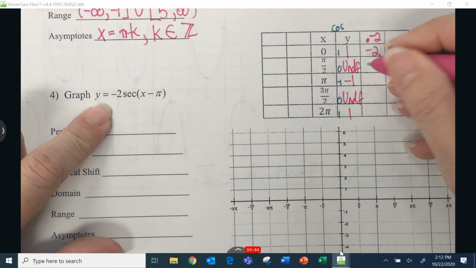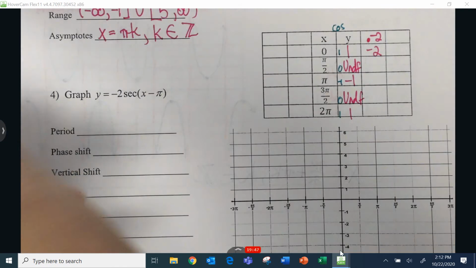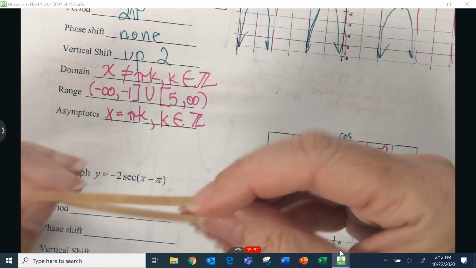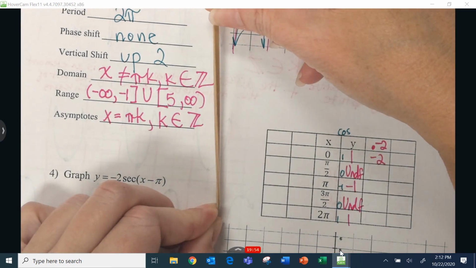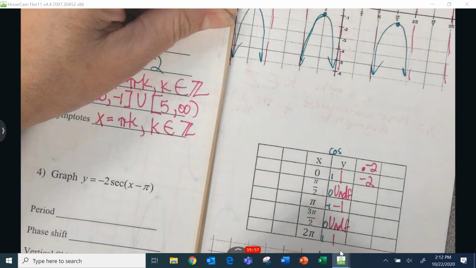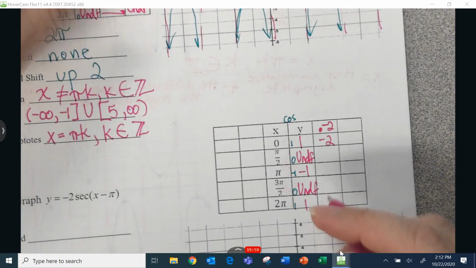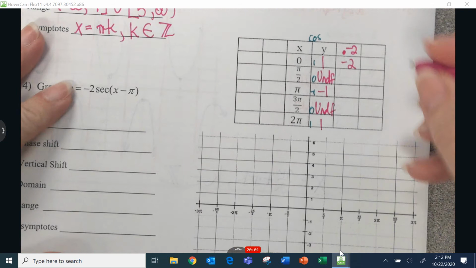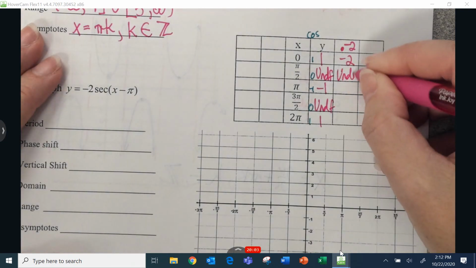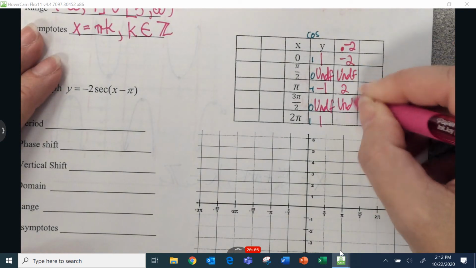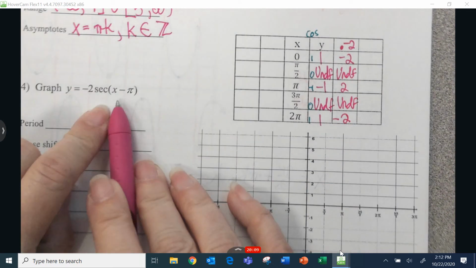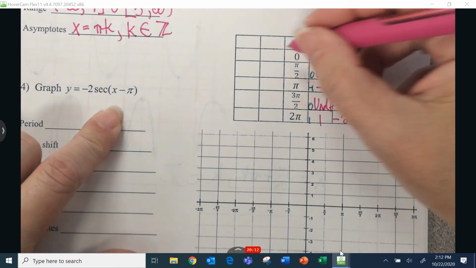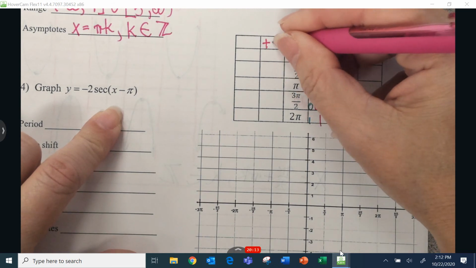still undefined. If I have a reflection in the x-axis of the vertical line, it's still a vertical line. And then we've got x minus pi. Remember, for horizontal, we change the sign, so that is going to be plus pi.